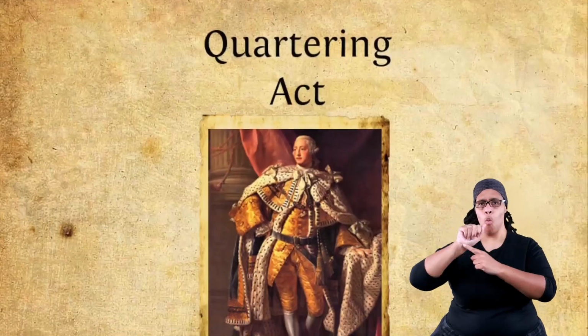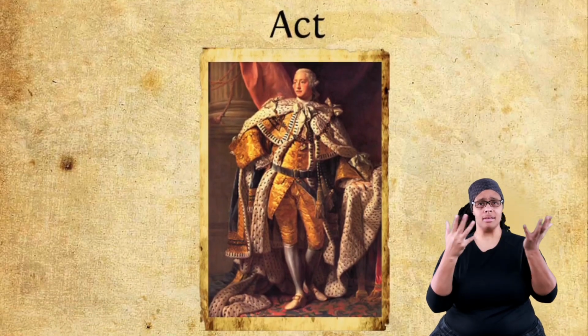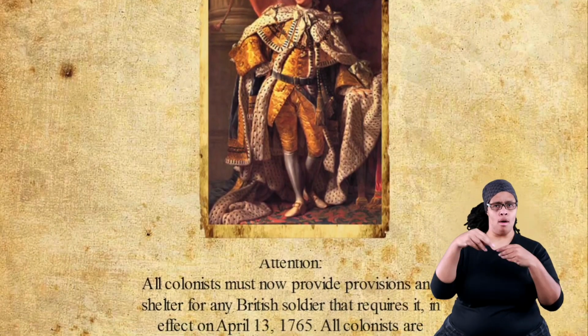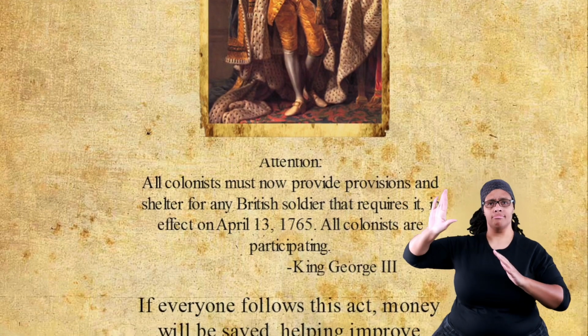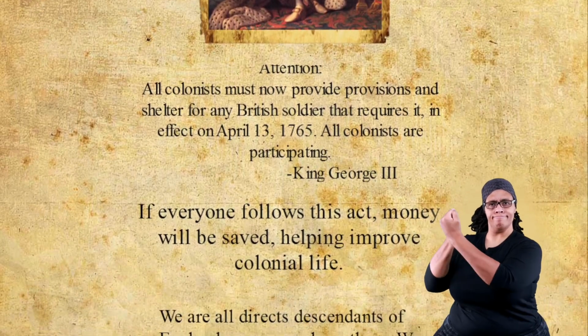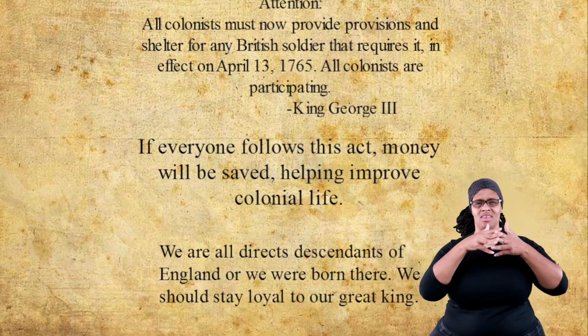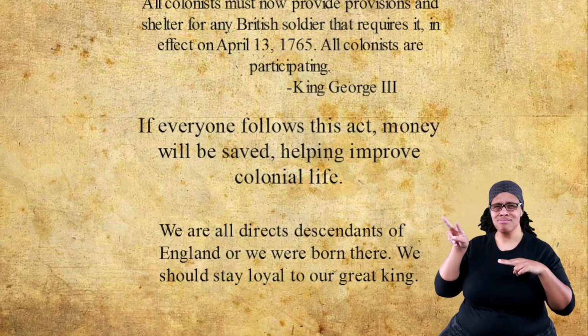For example, Parliament passed the Quartering Act, which stated that the Americans needed to either pay for or provide lodging and support for British soldiers stationed in America. The colonists thought this was crazy.